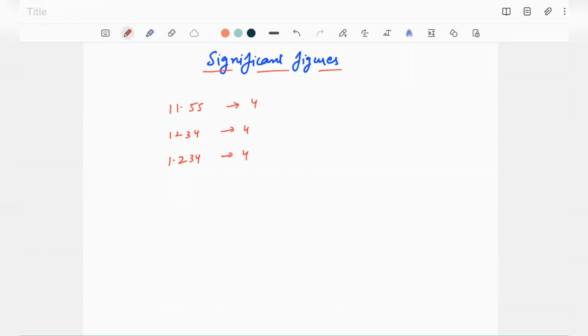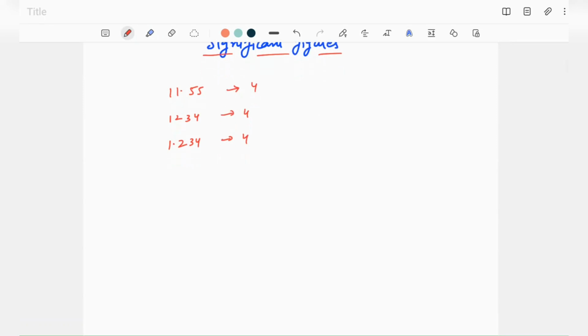There are some rules that we have to follow. अगर आप रूल फॉलो करोगे तो आपको आंसर मिल जाएगा. How to calculate significant figures? Let's see the first rule. Rules are very simple, so you have to concentrate, right? Rule number 1: all non-zero digits are significant. All the non-zero digits are significant. This is rule number 1.